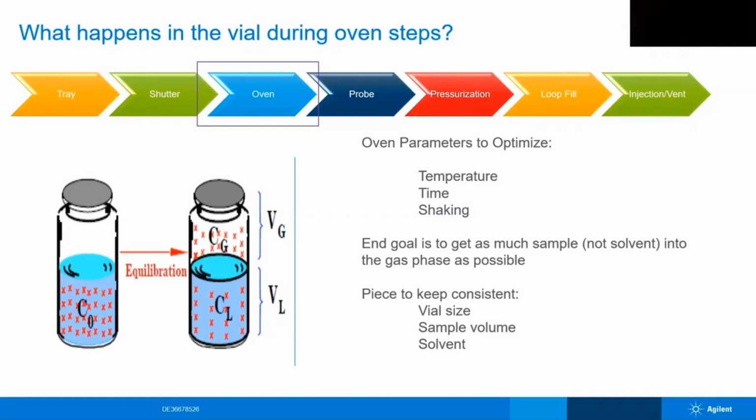As we optimize this, we're generally keeping our vial size consistent, we're keeping our sample volume consistent, and we're keeping our solvent consistent. We don't want to change too many things at once. So when we think about starting this process, that is the ideal place to start.